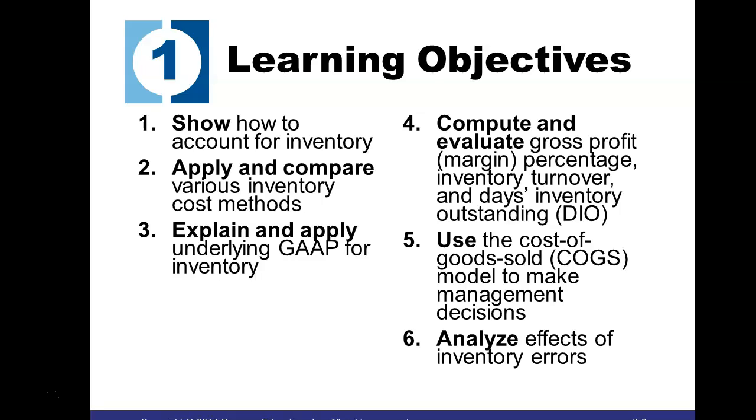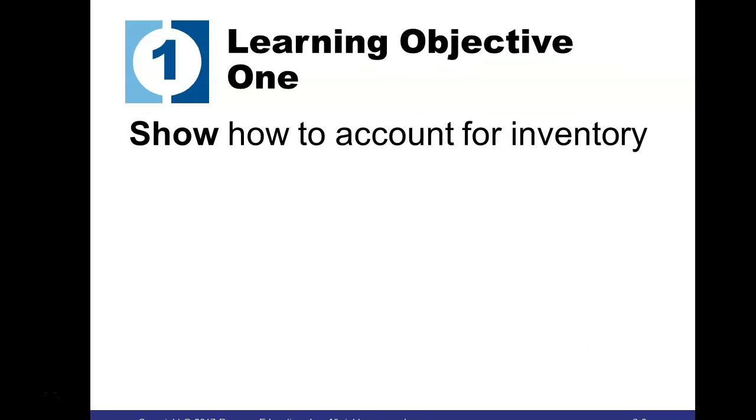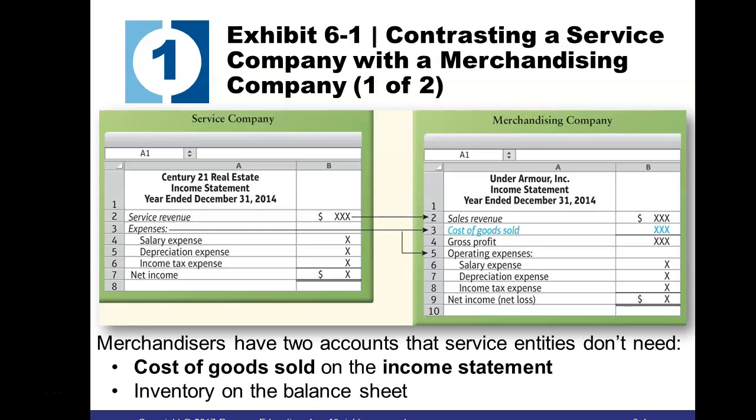We're going to show you how to account for inventory. We're going to compare the different types of costing methods. We're going to talk about the actual GAAP underpinning the concepts behind all of this. We're going to compute some ratios. Gross profit is among those. We're going to talk about how to use cost of goods to make management decisions. And we're going to also analyze the effect of inventory problems, errors, and mistakes.